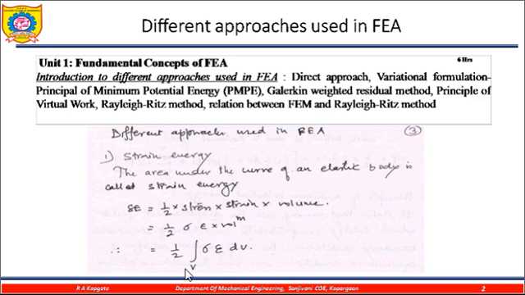So that is 1/2 integration over the volume of sigma, stress, into epsilon, strain, into dV, that is the volume. So this is the strain energy. This is the strain energy.